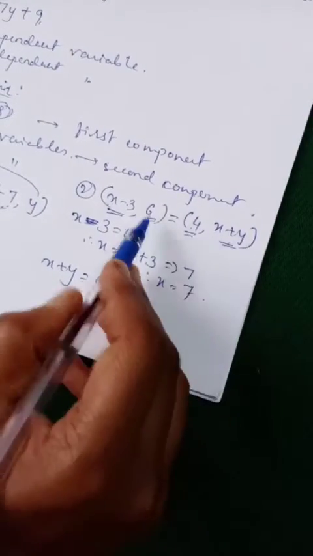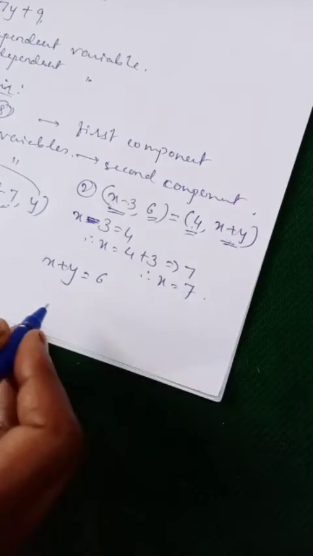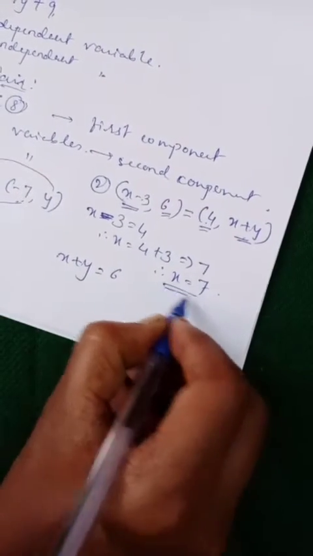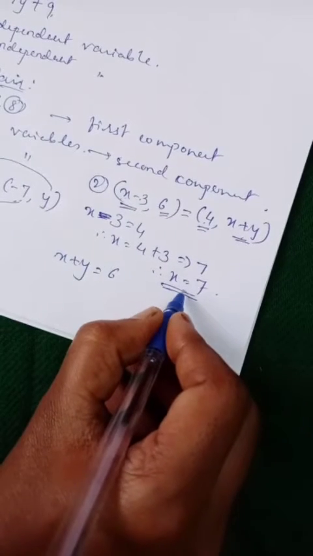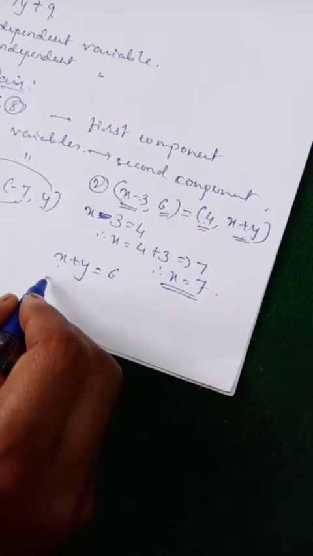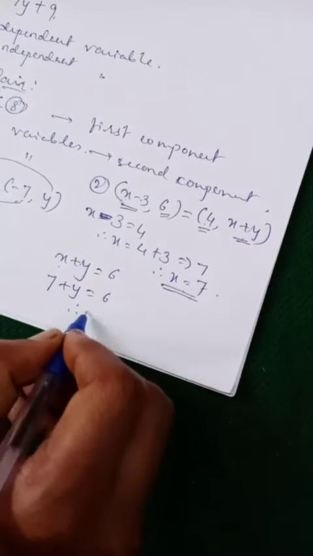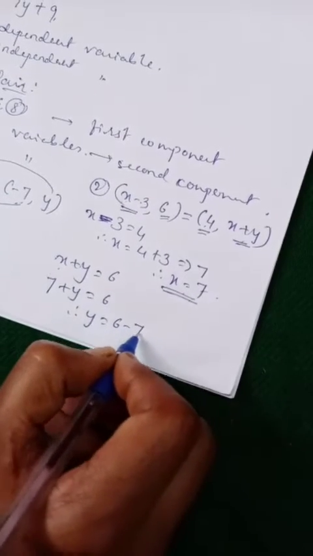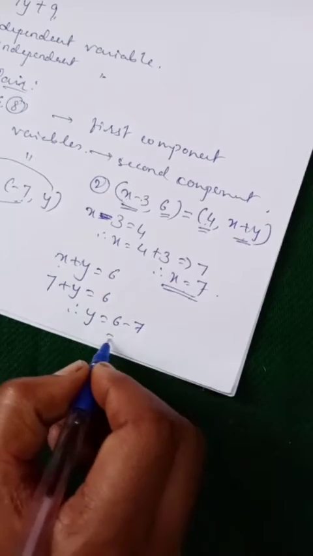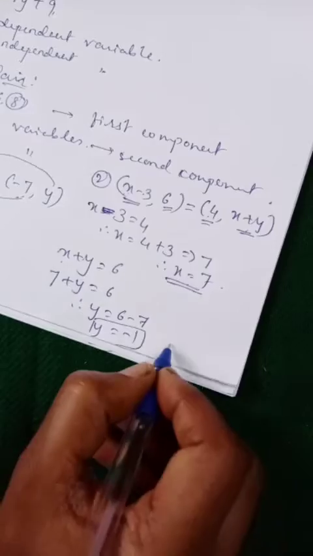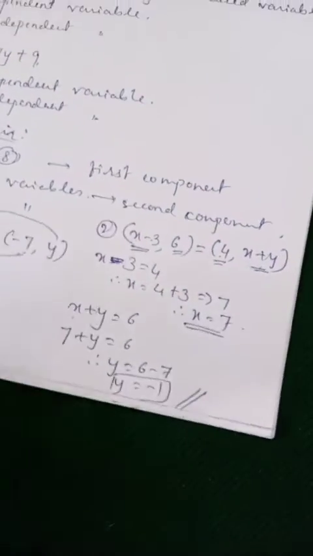Whereas x plus y is equal to 6. But we know the value of x here, so put this x value in this equation, that is 7 plus y is equal to 6. Therefore y is equal to 6 minus 7 is equal to minus 1. So y is equal to minus 1. So these are the ordered pairs.